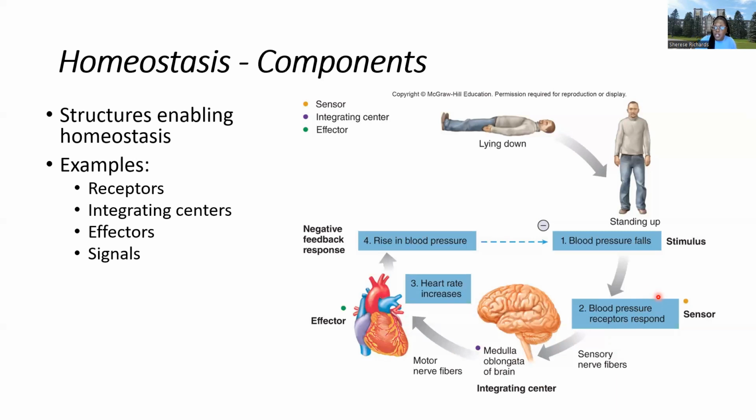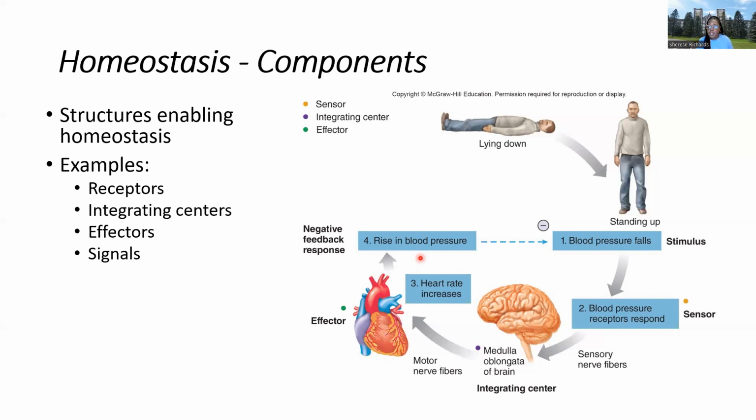And they will send instructions to the heart muscle, which will increase the rate of contraction. It's going to increase the heart rate. What is that going to do? That's going to increase our blood pressure. And so in doing that, we're going to increase blood pressure, turn off the error signal. We can consider the heart as being an effector in this loop because it's going to bring about the corrective change. And the entire loop itself would be considered a negative feedback response.